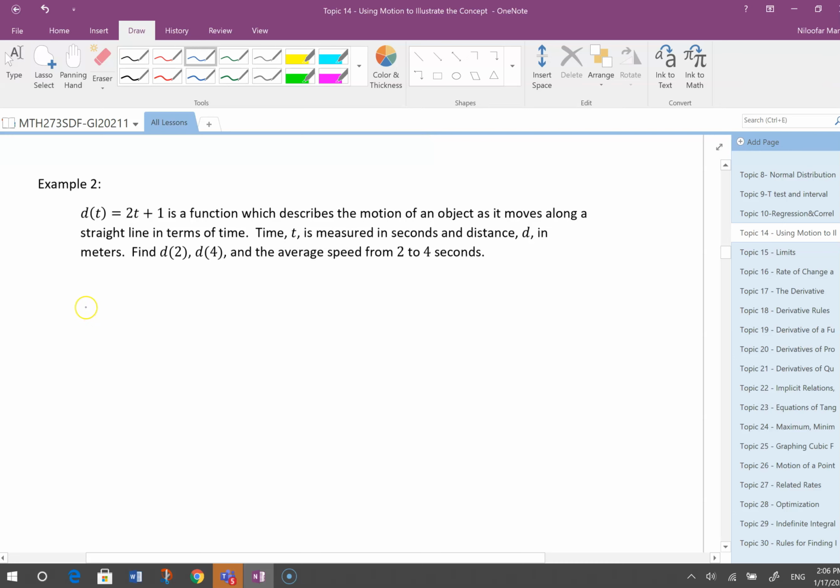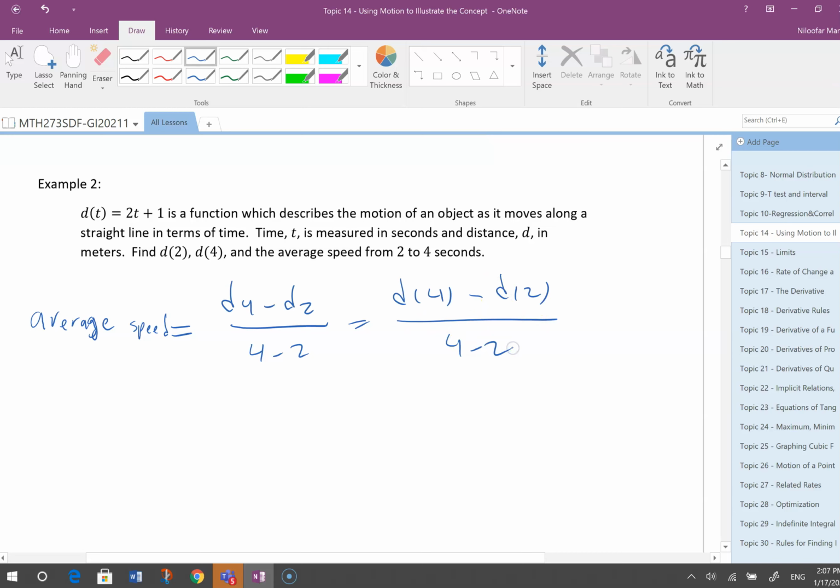So, do you remember this? Average speed, or velocity average, is d4 minus d2 over 4 minus 2, which is d(4) minus d(2) divided by 4 minus 2.